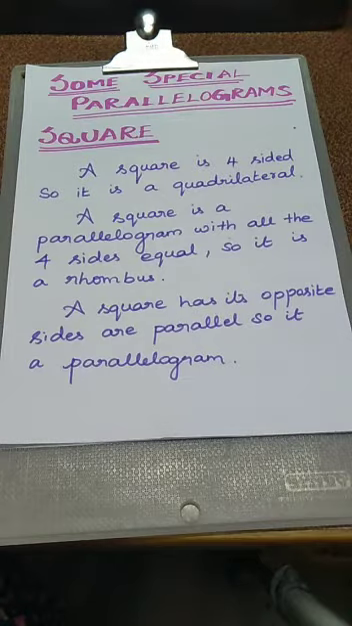Here we discussed a square, parallelogram and rhombus. For a square also all the sides are equal. For a rhombus also all the sides are equal. In a parallelogram, opposite sides are parallel and equal. Here we discussed a square is a parallelogram with all the four sides equal, so it is a rhombus. We have to take that as a rhombus shape.